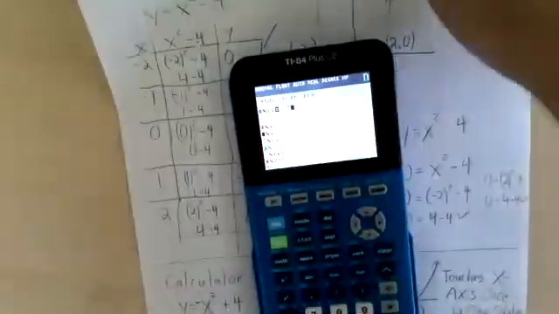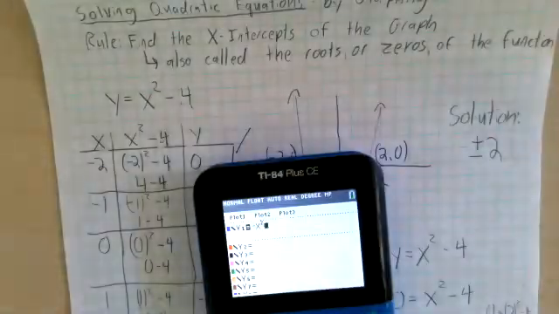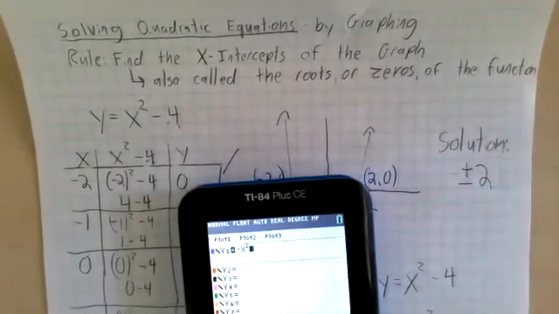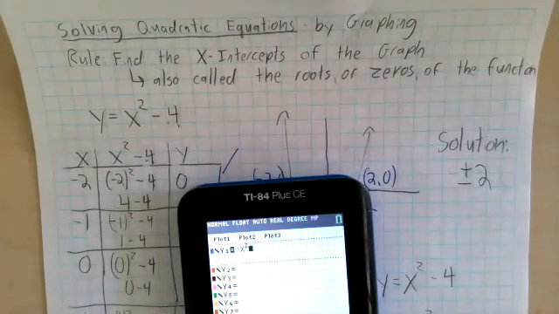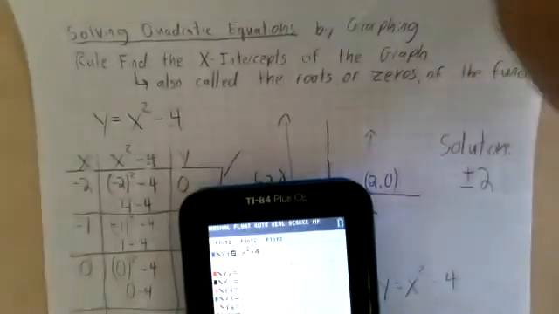Can you see? What a struggle. Come on, baby. Now I can't see the paper down below. Just do what I do. Type in what I type in. Negative x squared plus 4.